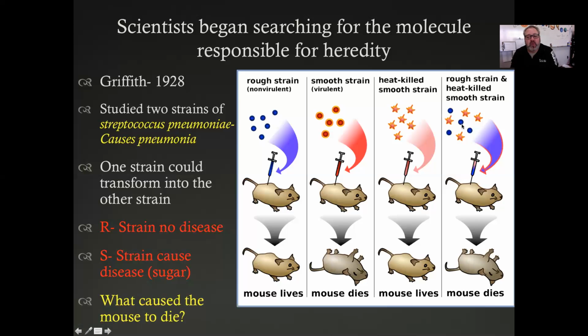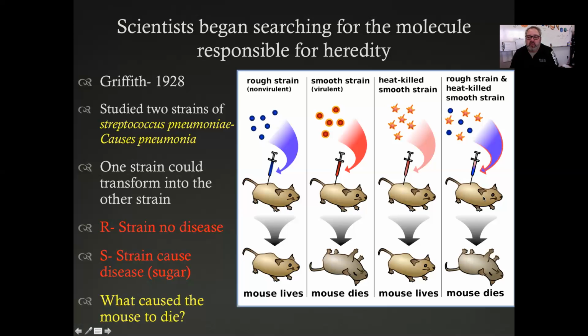So then he took more of the heat-killed bacteria and mixed it with some of the rough strain bacteria. Look over here, rough strain. The rough strain doesn't kill the mouse. And the heat-killed smooth strain, that doesn't kill the mouse. So we'd expect that when you mix those two together, it's not going to kill the mouse, but that's not actually what happened. The mouse was injected and ended up that the mouse died.